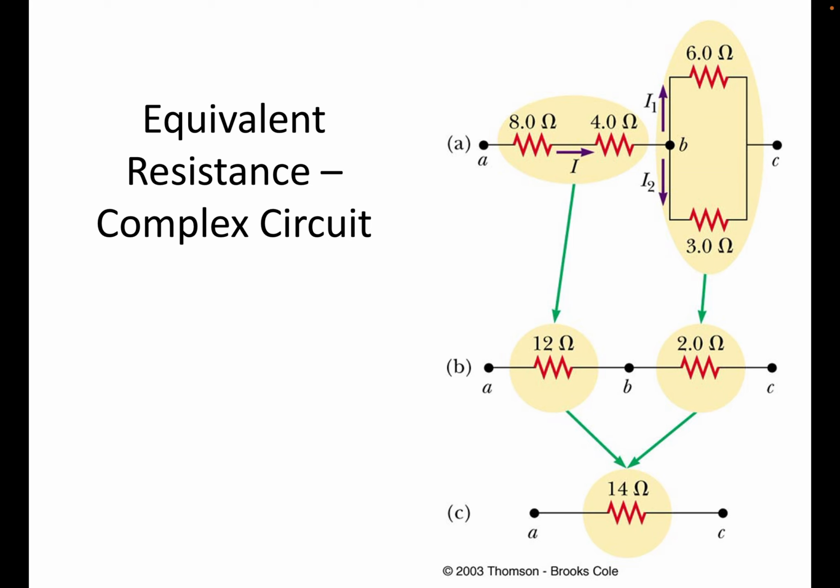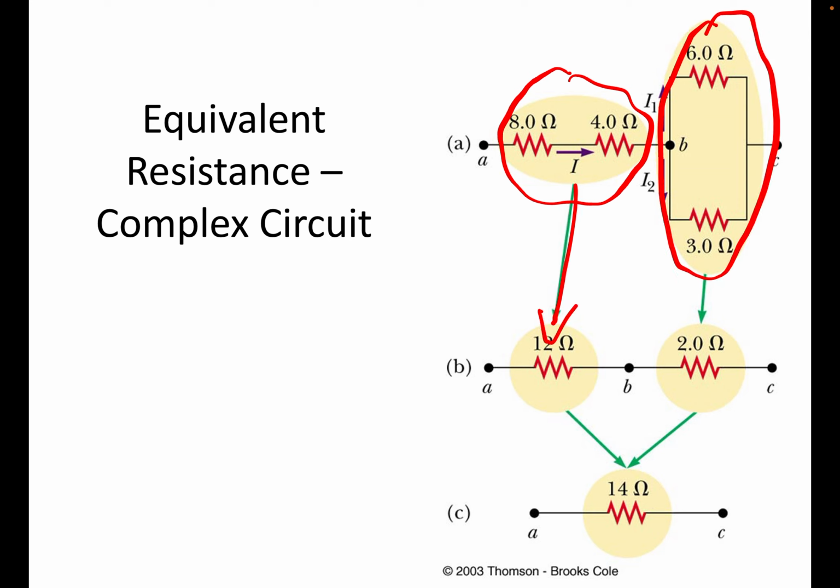First of all, we have 8 ohm and 4 ohm resistors in series combined into 12 ohm. And then we have the 6 ohm and the 3 ohm resistors in parallel combined into 2 ohm. Those 12 ohm and 2 ohm are then in series, so we simply add them up to 14 ohm.